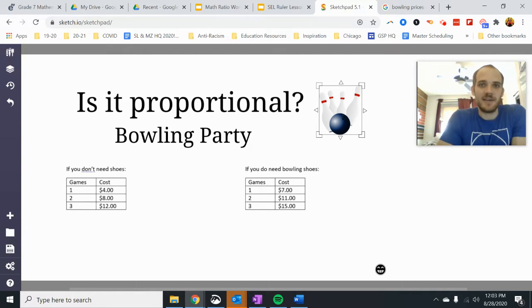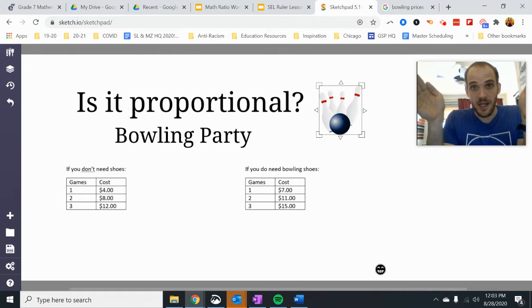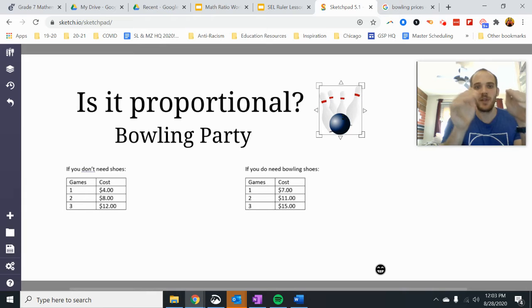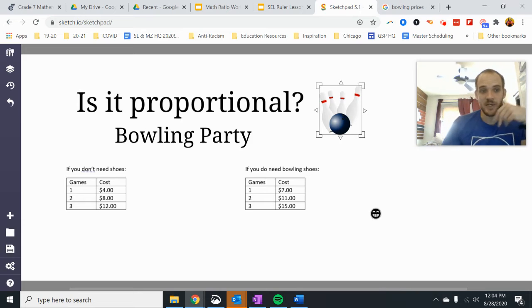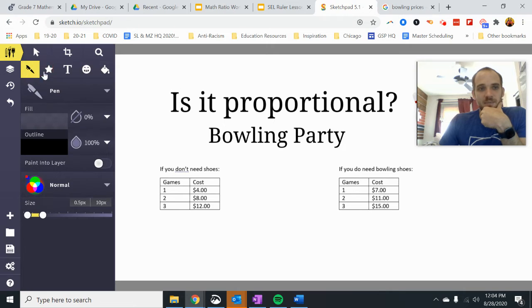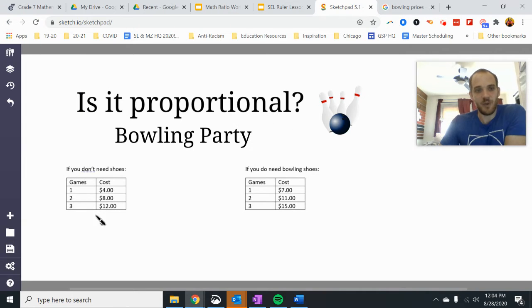Today we're asking ourselves, is the relationship proportional? So yesterday we used rates to compare things, and now we're going to expand and learn a new word and then be able to apply that to different situations. Let's imagine for a moment that we're going bowling. There's the cost if you don't need shoes over here, and there's the cost if you do need shoes over here. Let's compare those two things.